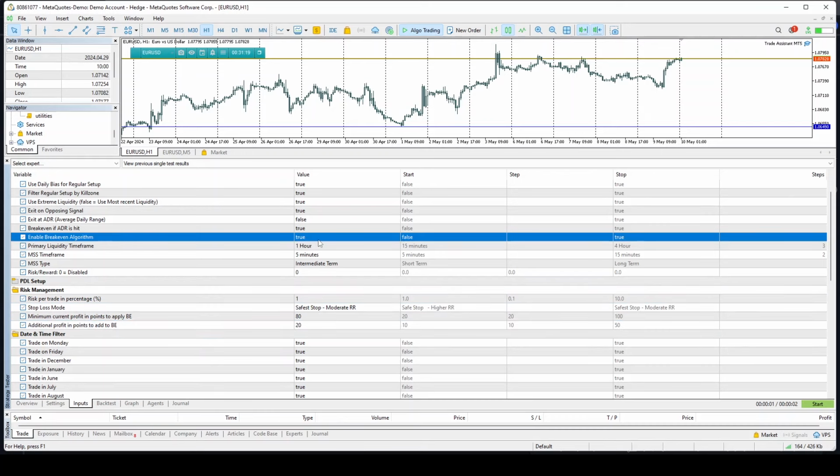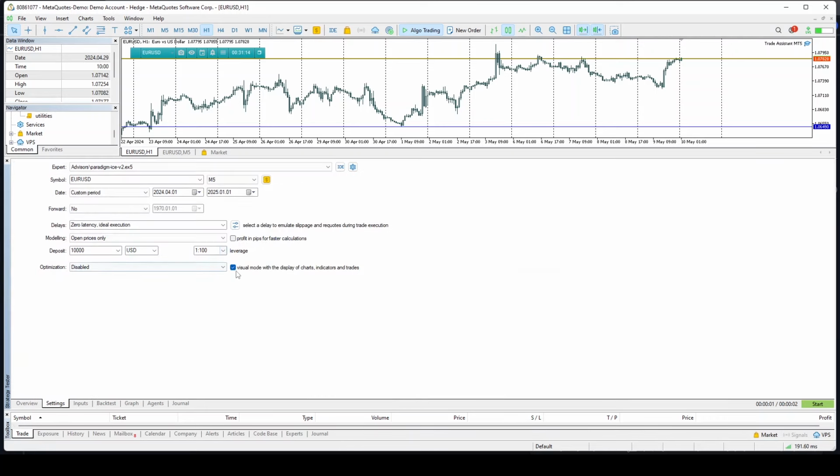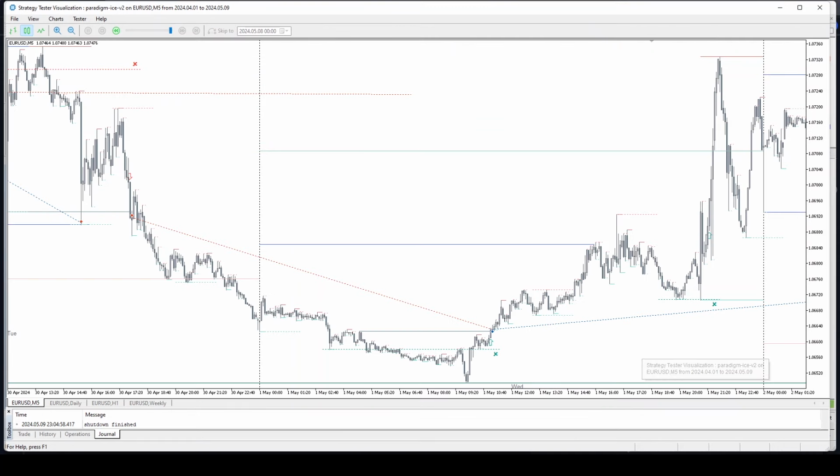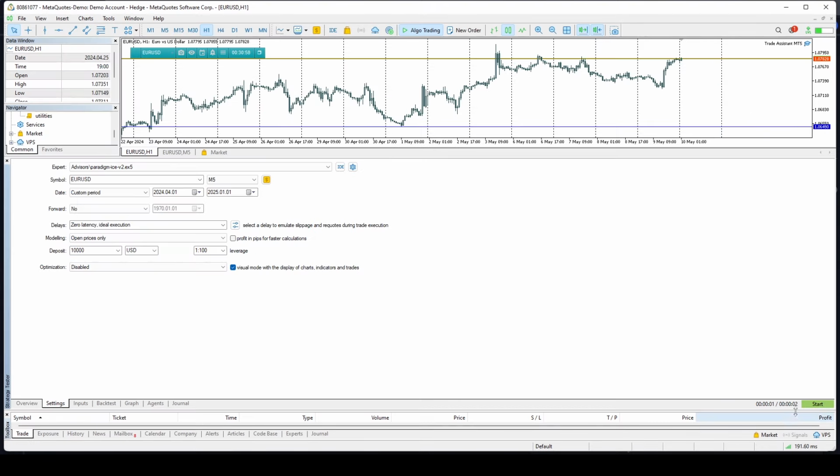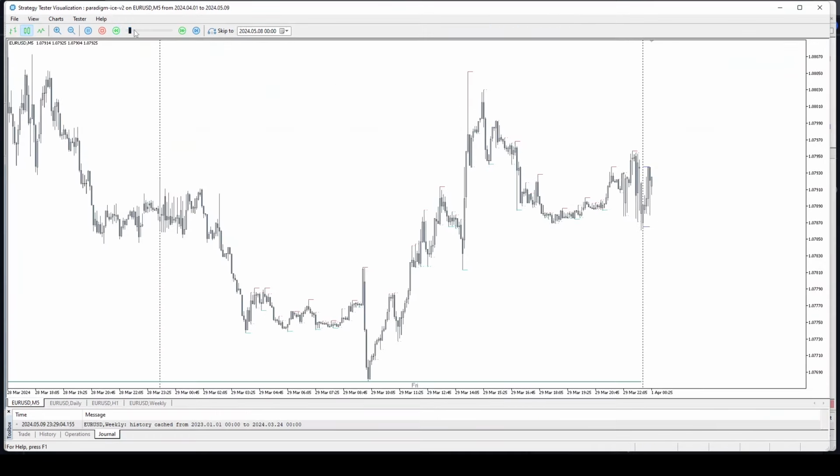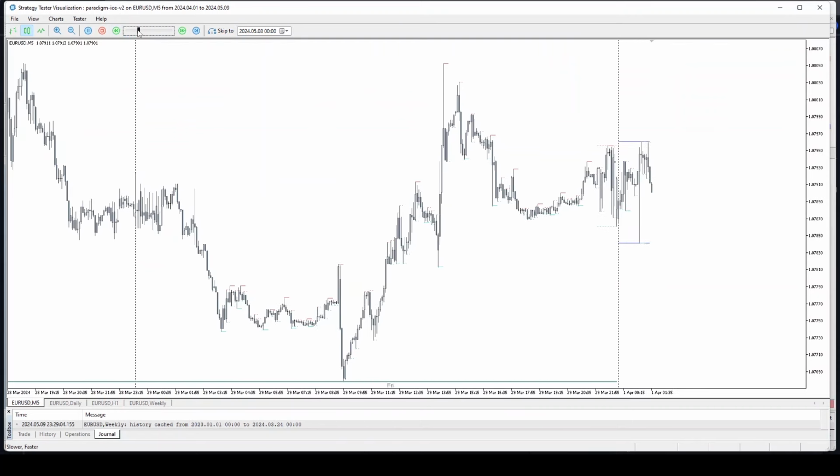From here, I'm going to run that. Okay, so visual mode is enabled. So I'm going to quickly run that. Let me reduce the speed, then just quickly run over it. Let me increase the speed.